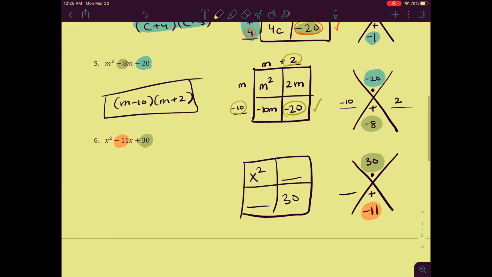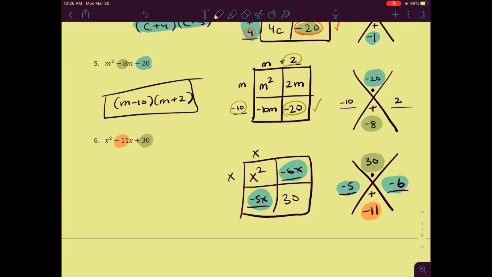Now from here, I want to think what two numbers multiply to 30 and add up to negative 11. In this case, they're both going to be negative 5 and negative 6. And once you figure out those two numbers, we're going to put them in the bottom left and the top right boxes. Those are my rectangles, right? And now from here, we're going to fill out this Punnett square, right? We're going to work backwards now.